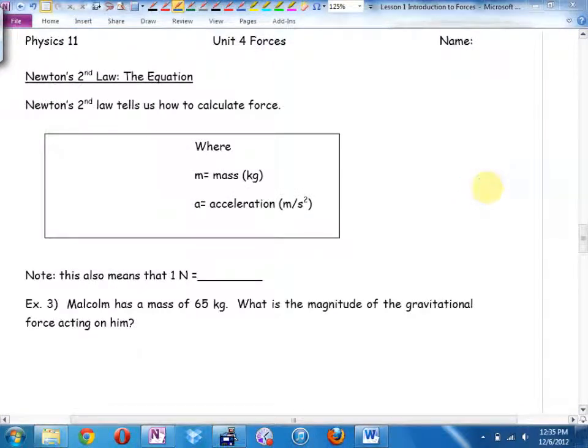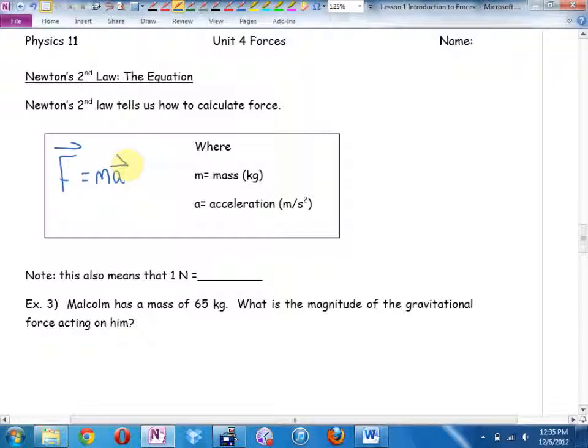Newton's second law is the main equation for this whole unit, that which everything else will derive from. Newton's second law tells us how to calculate force. It's F equals ma. It's on your formula sheet, but you'll memorize this one because you get tired of looking it up, and it's pretty easy to remember.